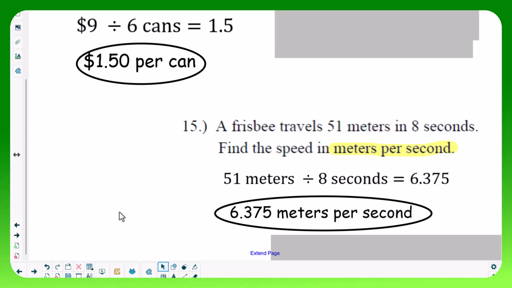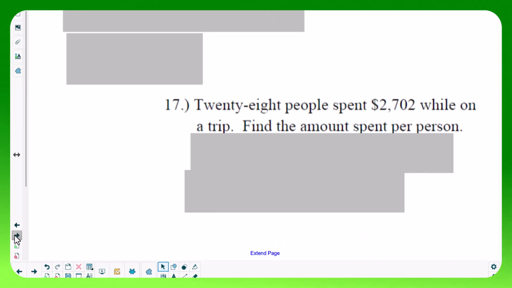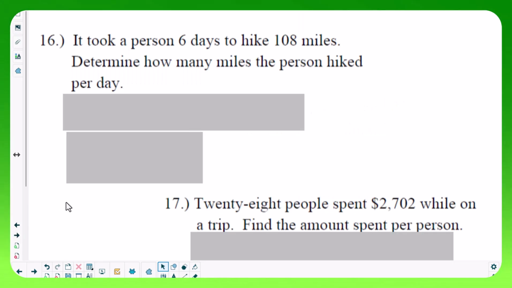So 6.375 meters per second. We don't typically use MPS for meters per second. It's not impossible to use it, but it's not a common abbreviation like MPH for miles per hour. All right, we have a couple more of these.